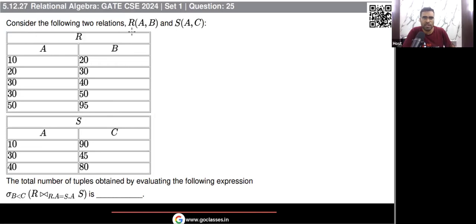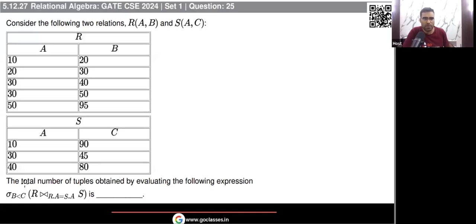Consider the following relations R(A, B) and S(A, C). So you can see two instances are given to you, two relations are given to you. These are the two tables R, S. The number of tuples obtained by evaluating the following expression. This relational algebra expression is given to us, and the question is asking how many tuples will be there in the output when you evaluate this relational algebra expression. So this is a very easy question.